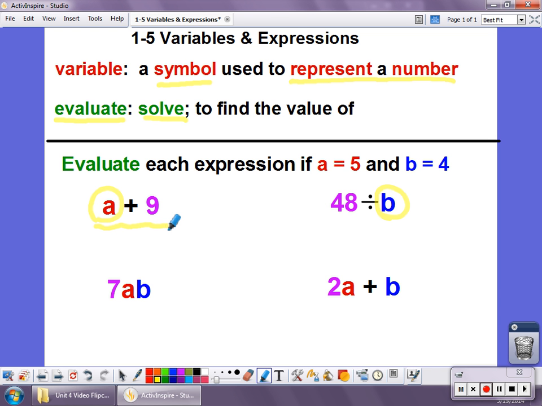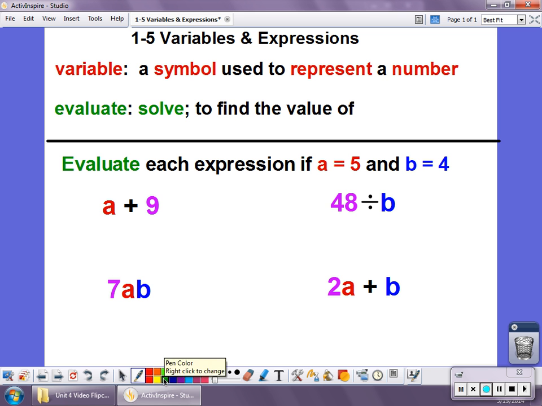So at the bottom of this slide here, we have a couple of expressions that we're going to solve. Now the way you would evaluate these expressions, especially expressions that have variables in them, is that if it's an expression, you can only evaluate it if you know the value of these variables. And if you look in your directions, you'll see it says evaluate each expression if a equals 5 and b equals 4.